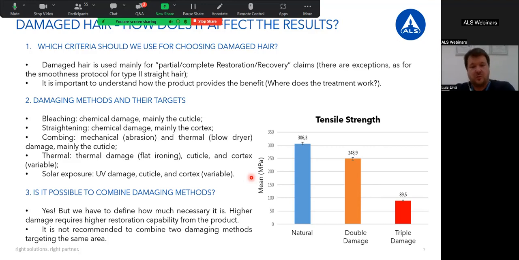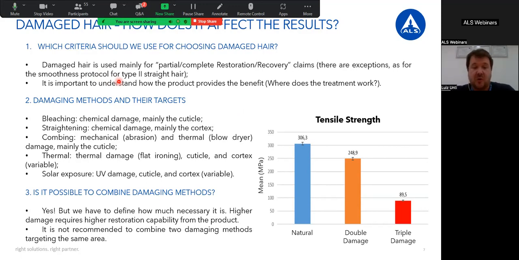methods. So here at the lab, we can provide five different types of damaging methods. The first one is bleaching, that's focused mainly in the cuticle, and it is a chemical damage. The second one is also a chemical damage, but it is the straightening, and we are going to damage mainly the cortex. So we have this big difference between those two chemical damages that we can provide to the hair.